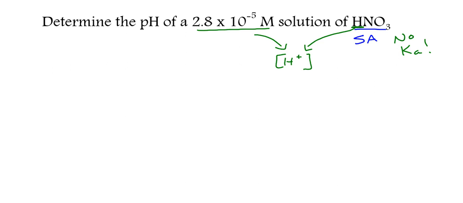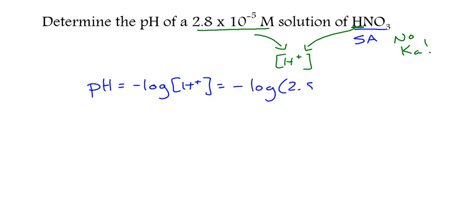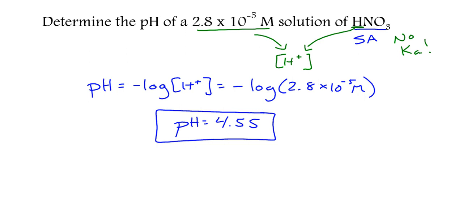So because of this, being a strong acid problem, life became a lot easier. We take our pH equals negative log concentration of H plus, and we simply plug it in. And we get a pH of 4.55. So this recognizes that it is a strong acid. You recognize that a strong acid is simply the same as saying the concentration of H plus.